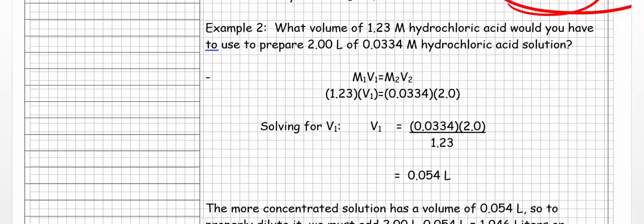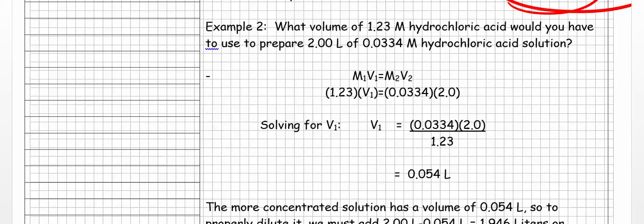Example 2. Let's take a look at this one. It says, what volume of 1.23 molar hydrochloric acid would you have to use to prepare 2.0 liters of a 0.0334 molar hydrochloric acid solution? Okay? So what we're going to need to do is take this concentrated solution, 1.23 molar, and make a more dilute solution. The new solution is going to be only 0.0334 molar. But there's going to be 2 liters of it, right?